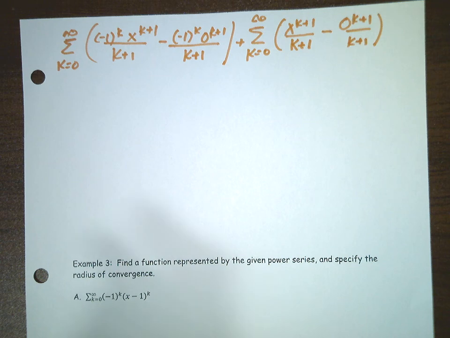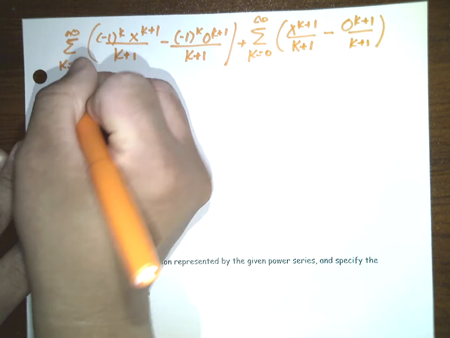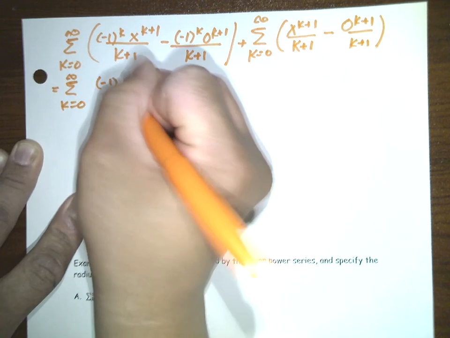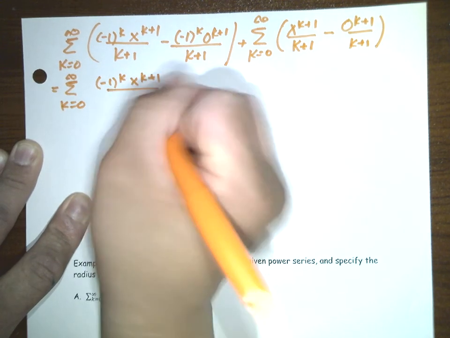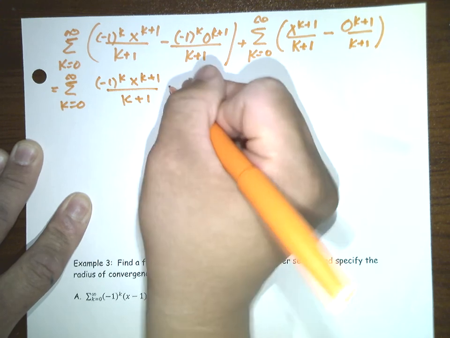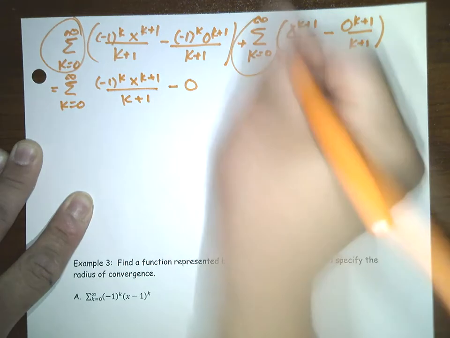And then let's go ahead and simplify this. So it ends up being the sum k equals 0 to infinity of negative 1 to the k times x to the k plus 1 over k plus 1, then minus a 0. Then these are both summed with the same limit.